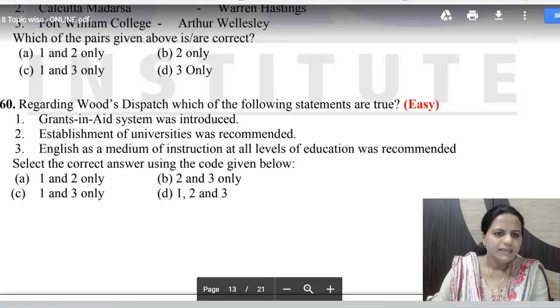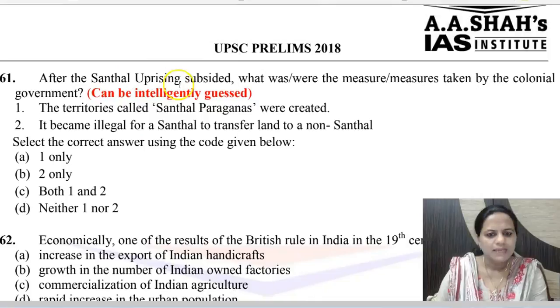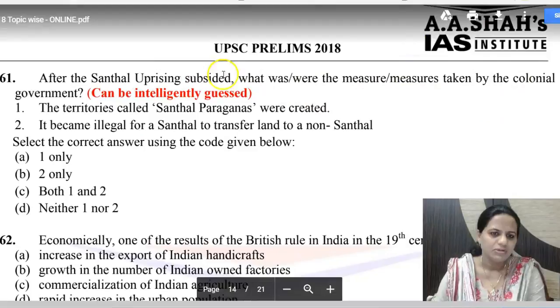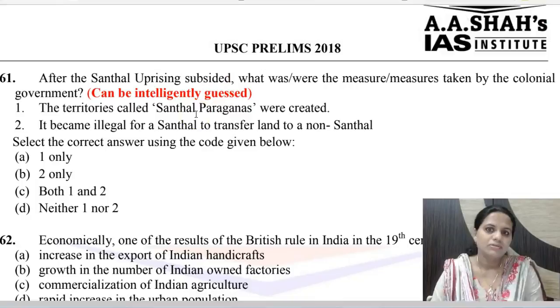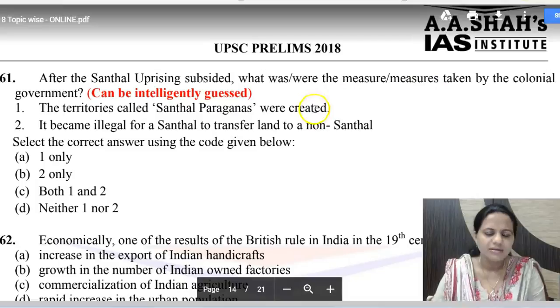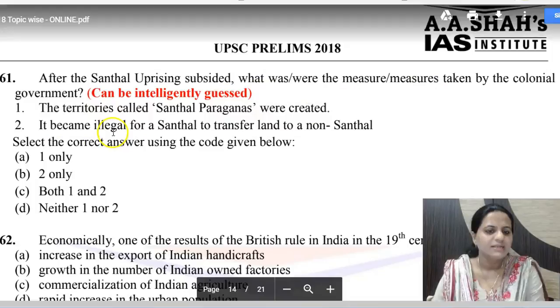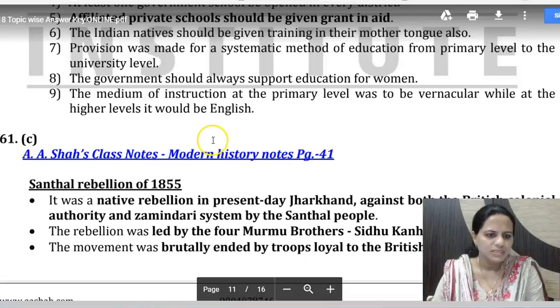Then next is, after the Santhal uprising subsided, what were the measures taken by the colonial government? The Santhal uprising took place just before the revolt of 1857, and though the Britishers were able to suppress it, the Santhals had surprised or shocked the Britishers. So of course they were given concessions, and that's what is provided here. The territory called Santhal Parganas was created, and it even became illegal for a Santhal to transfer land to a non-Santhal. So both these options are correct.